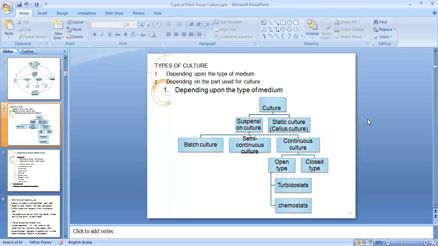And the liquid culture or suspension culture is divided into three categories: batch culture, semi-continuous culture, or continuous culture. And again, the continuous culture is classified into open type and closed type. Under open type, again, it is classified into turbidostats or chemostats. So now we will see only about this, the types of tissue culture method based on the medium used.